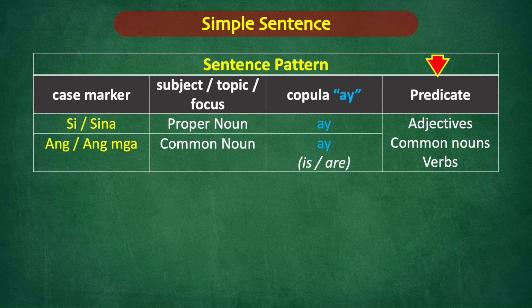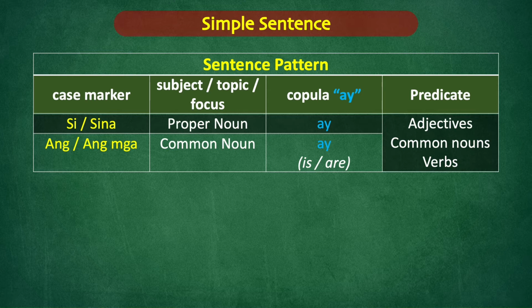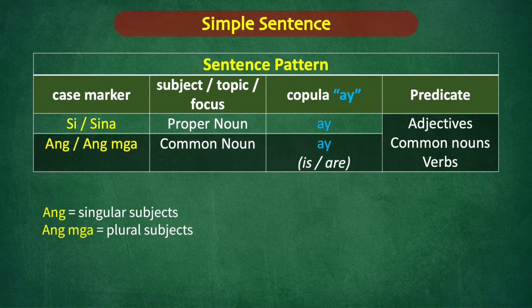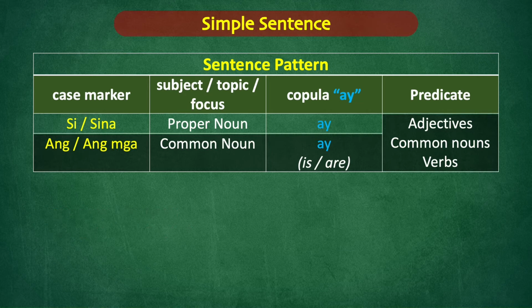For proper nouns, you have si and Sina as case markers. Si for singular, Sina for plural, plus proper noun, plus I, then add a predicate which could be an adjective, common noun, or verb. The second pattern, for common noun, you use ang for singular, you use ang mga for plural, then add the common noun, then add the copula I, and then the predicate which could be adjective, common nouns, or verbs. I is the equivalent of is in English.